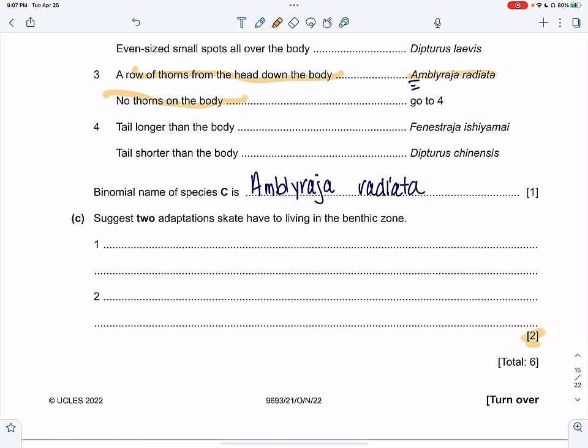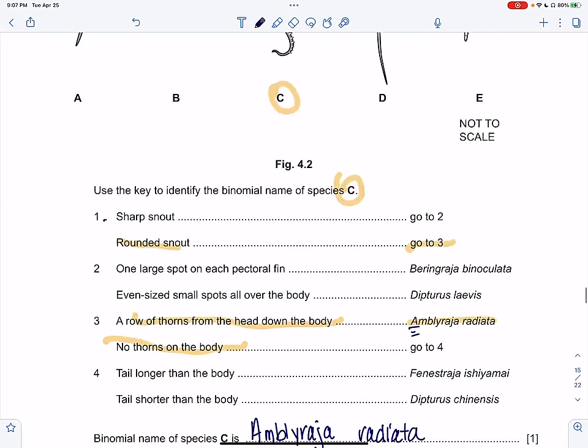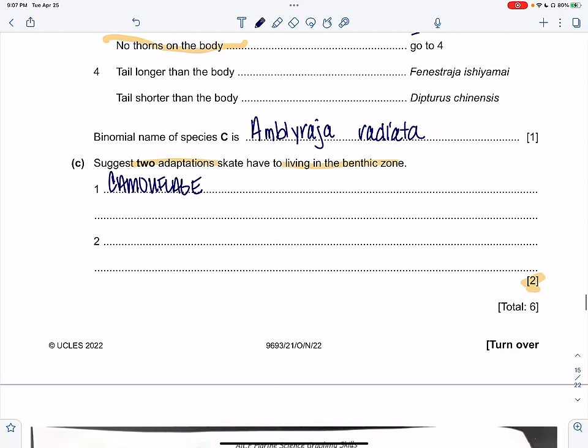Two adaptations of scapes living in the benthic zone, so living at the seabed. They're camouflaged. You can see that just from their coloration here. Now, if you didn't get that, that's okay. It's okay, they're not very vibrant, but they're camouflaged. They are flattened, so they can stay low. So, like we would say, they're flattened dorsally, which means dorsal is top of, so they are flat that way.